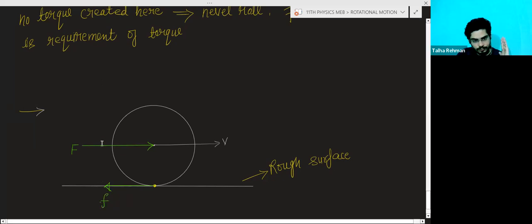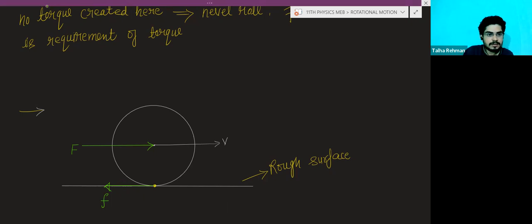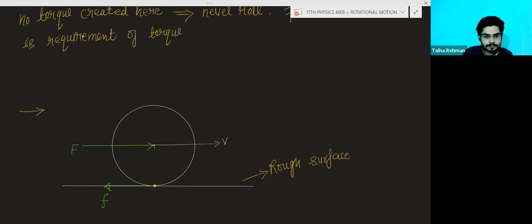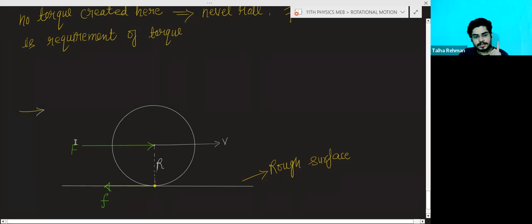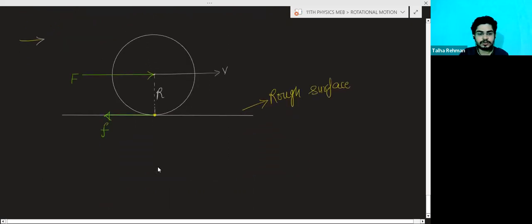Okay, you are applying a force in this direction, so at the point of contact, the friction force will oppose the relative motion. This body at the point of contact will have the tendency to go in this direction, so the friction force will act in the opposite direction. R is the radius. Now, due to this force there will be no torque, but due to this friction force there will be a torque about the center of mass.